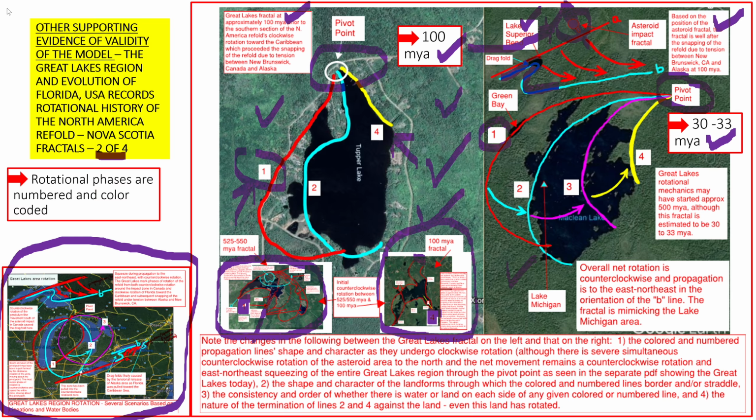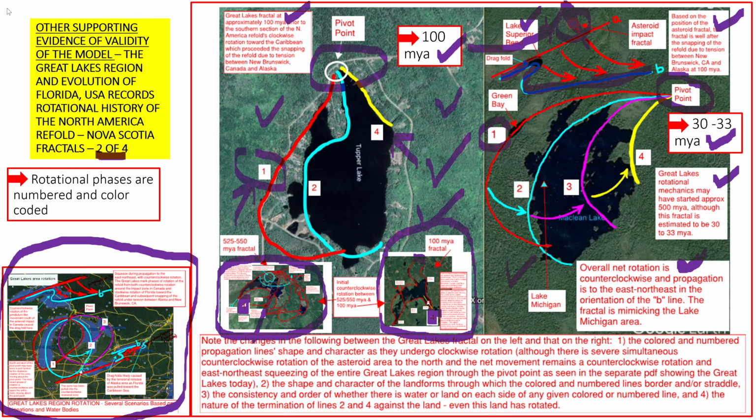This text box here: Great Lakes rotational mechanics may have started approximately 500 million years ago, although this fractal is estimated to be 30 to 33 million years old. Okay, in this fractal, the overall net rotation is counterclockwise and propagation is to the east-northeast in the orientation of the B line, see in blue above, which I'm highlighting, generally in that direction.